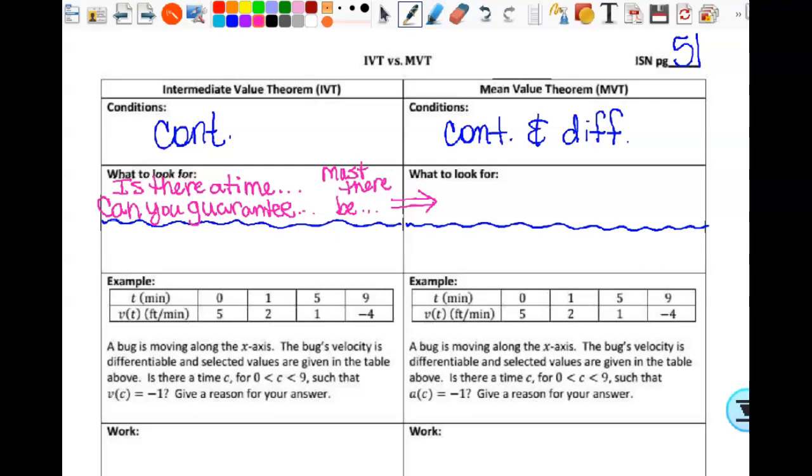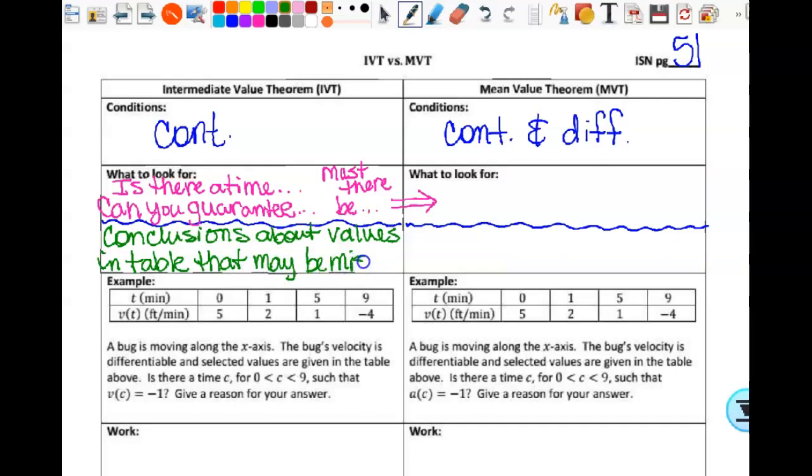The way that you know for sure to distinguish those two is that with the IVT, you'll have conclusions about values in the table that may be missing. So we see some other values, there's something missing, and we want to talk about, could there be a time, is there a time when V of t equals 3 or 0 or something like that? It's missing in the table, and can we guarantee that it's there? That's what IVT is, in between, the intermediate value theorem.